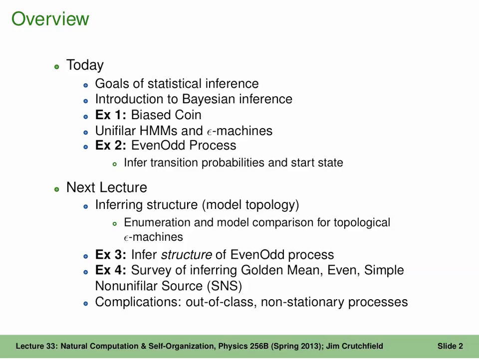And then example 4 is going to be a survey of processes that you already know: golden mean, even, and the SNS, which actually in this case will be out of class because that's non-unifilar. And so this will be more the stuff that's going into the paper that we're working on. So it'll be fancier plots, these kinds of things, so you can get a sense of how all this works. And I'll wrap up with some complications motivated by the SNS: how do you think about out-of-class things that aren't unifilar hidden Markov models?